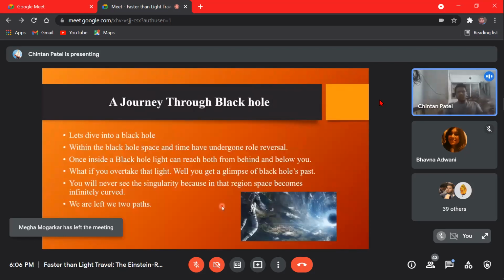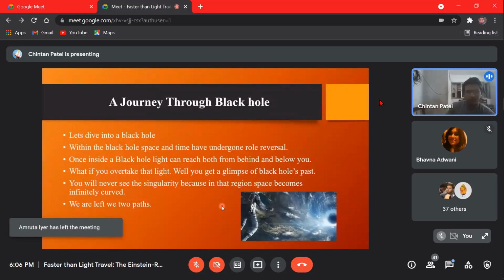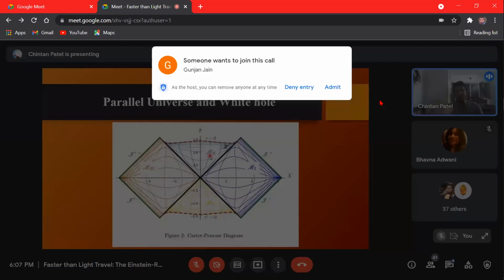So let's just consider you're falling into a black hole. Within a black hole, something very intriguing happens. Time and the coordinates of time and space, they inverse, they get changed. Basically, what I mean is that normally you have time running only in one direction, and space you can access in both directions.